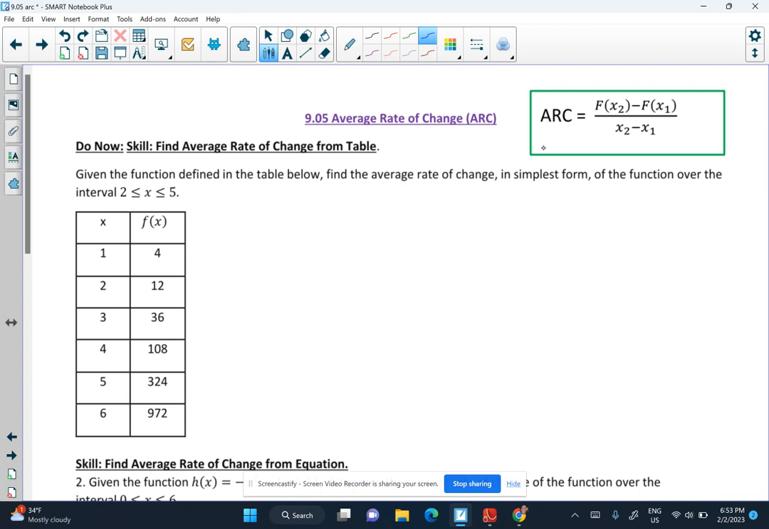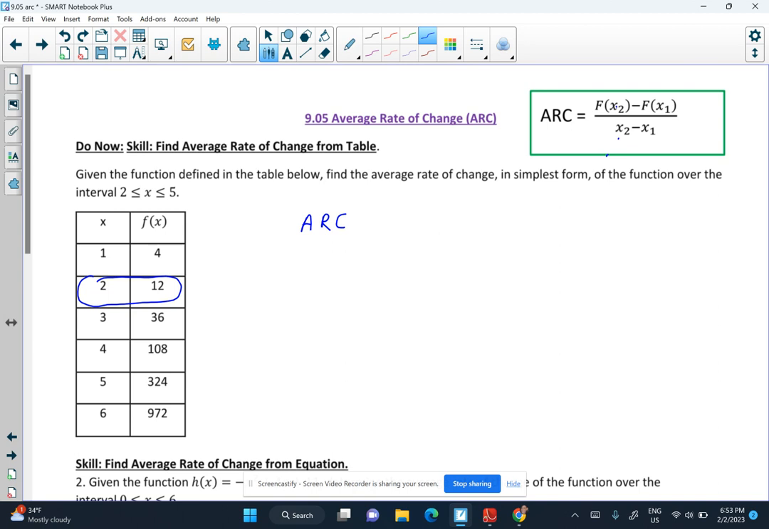The formal definition of the average rate of change is f of x2. That means you're going to look at the interval from x1 to x2, and we're going to look at that difference in our x value, and then evaluate the function at the x2 value, and then subtract from that the value of the function at the x1 value of the interval. So what does that mean? Let's look at the table and circle those points.